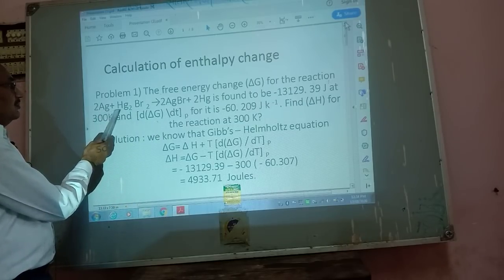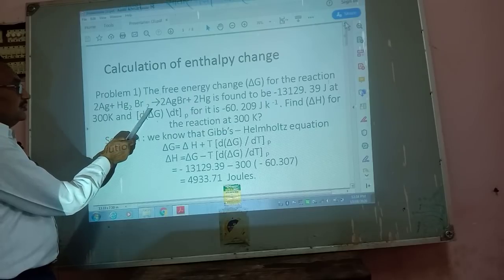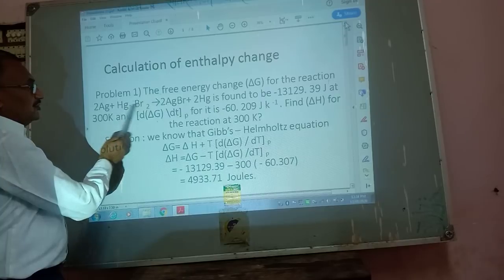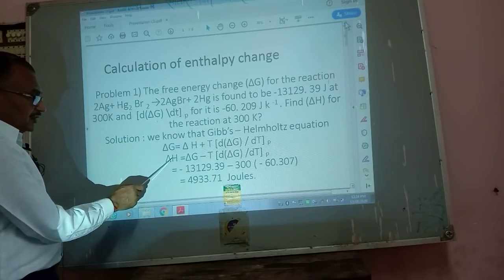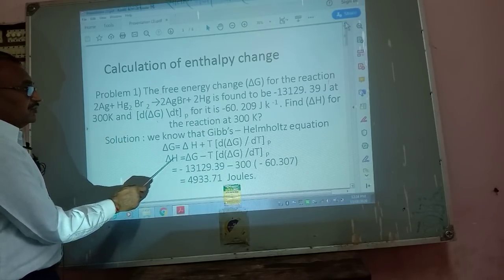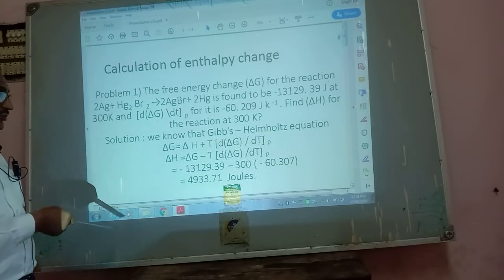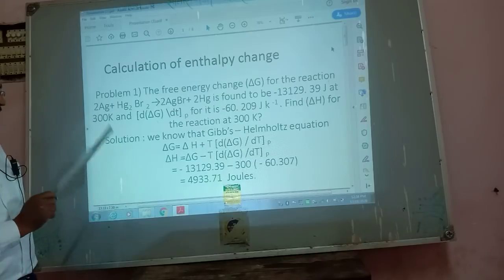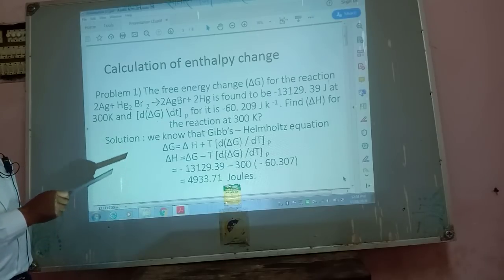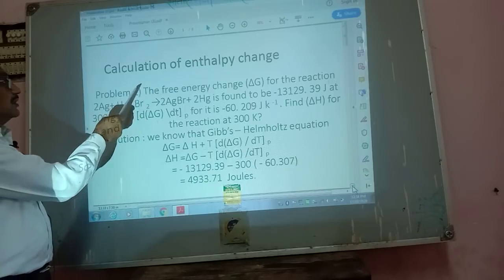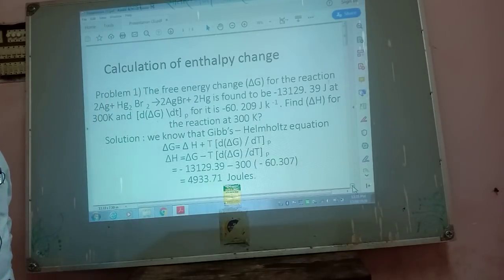We calculated the value of delta H for the reaction 2Hg plus Hg2Br2 gives 2HgBr plus 2Hg. For this reaction, we calculated the delta H enthalpy change by using the Gibbs-Helmholtz equation. In this way, we have to solve various types of examples related to the applications of Gibbs-Helmholtz equations. Next one.